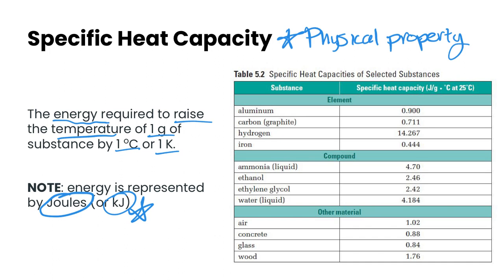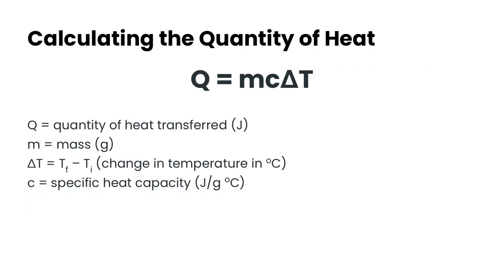So there are tables of specific heat capacities for a variety of different types of elements, compounds, or other types of materials. This is just one such table here. And you can see, for example, something like aluminum has a specific heat capacity of 0.9. Liquid water has 4.18. Air has 1.02, and so on. So all of the values are very different from each other, and these are values that you could just look up in a data table.